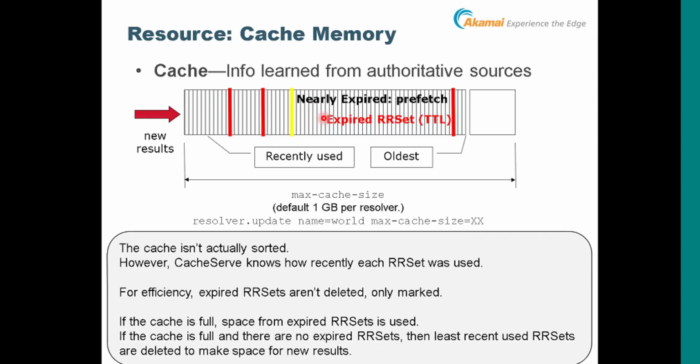So what CACHESERVE is doing is this: if there is a request for a name that is yellow, of course, things aren't really colored yellow, but yellow meaning almost expired, so if there are 20 seconds or less left on the name that somebody has requested, then CACHESERVE will return the answer because the data is still good.